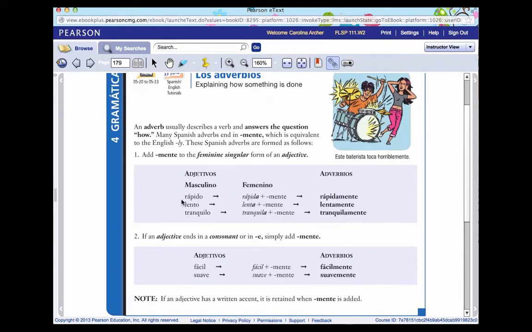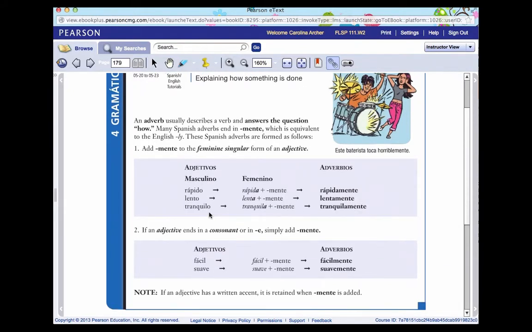So for example, rápido is masculine, so you put it in the feminine, rápida, and then add mente, rápidamente, okay? Lento means slow, and it's an adjective, so you put it in the feminine form, lenta, and add mente, lentamente, and it becomes an adverb, okay? Slowly. Tranquilo is in the masculine form, so you have to put it in the feminine form, tranquilamente, tranquilamente.